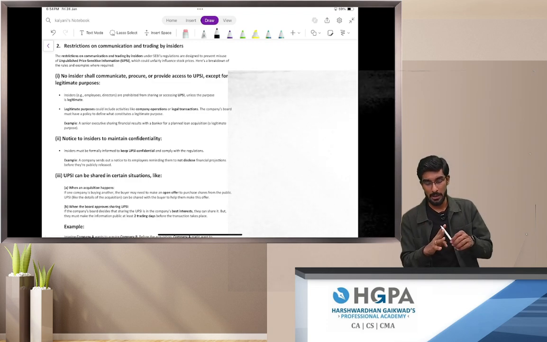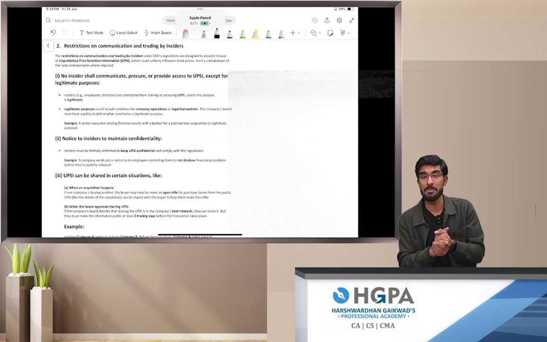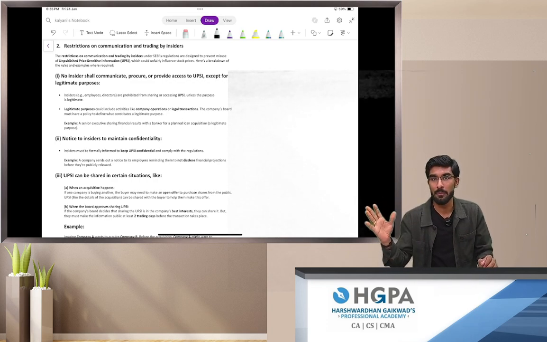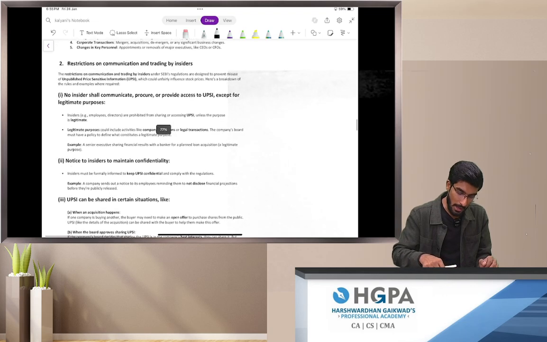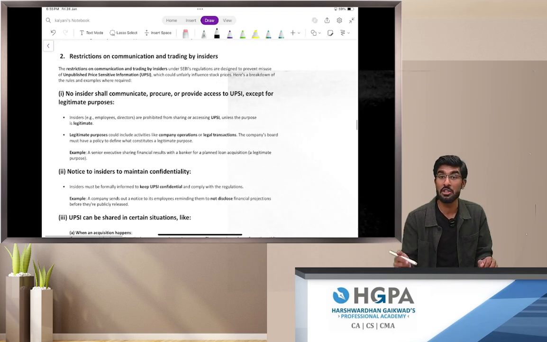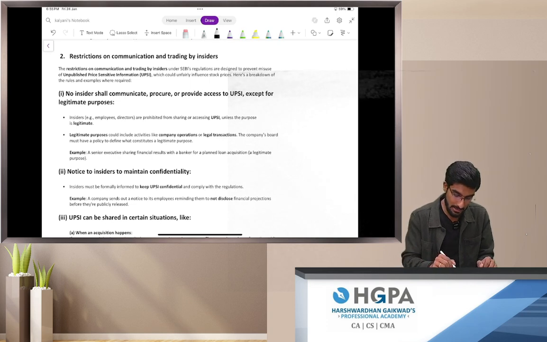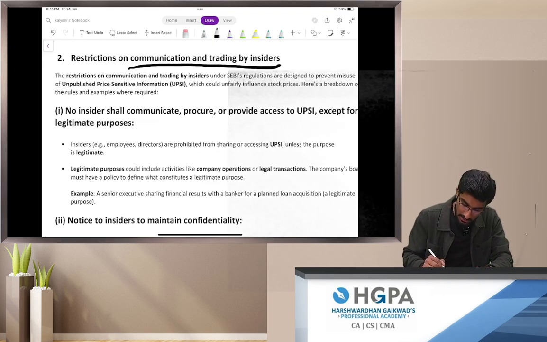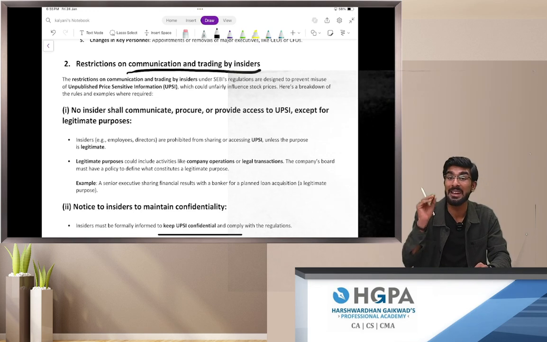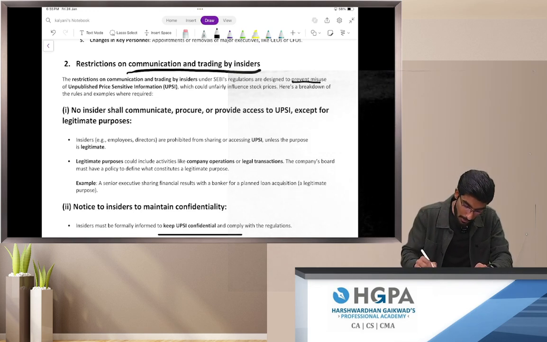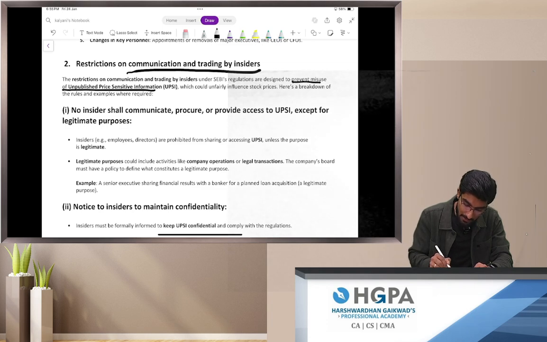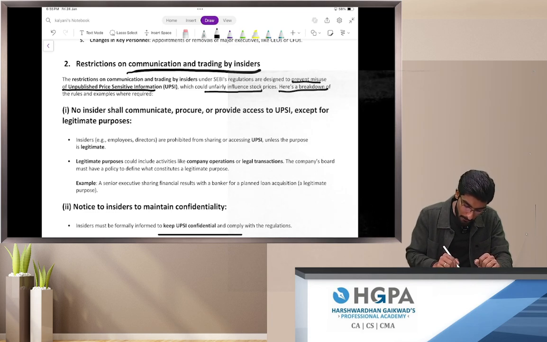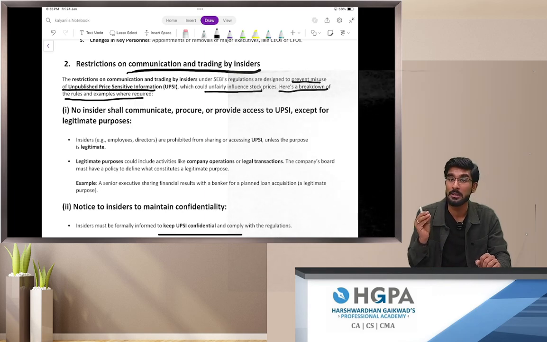Next concept, what the law says: people, you should not deal with or trade with UPSI. Now let's understand what the restrictions on communication and trading by insiders are. The restrictions under SEBI's regulation are designed to prevent misuse of UPSI, which could unfairly influence stock prices. Here's a breakdown of the rules and examples where this is required.